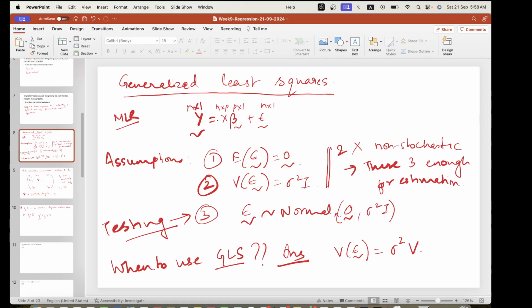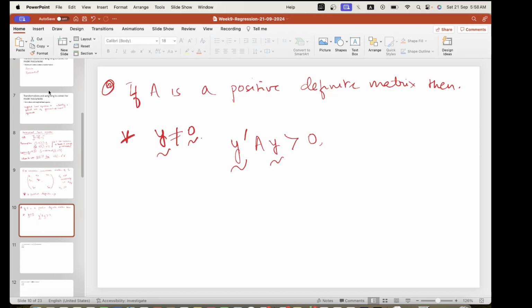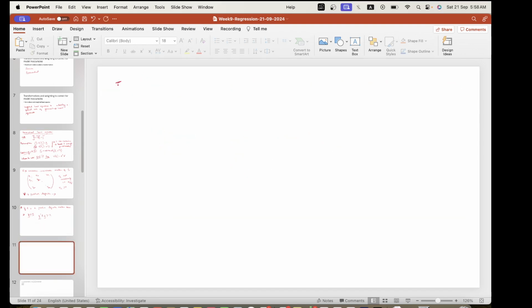Now, in order to do that, how do we do it? We transform y to some gy and x to some gx. So this is actually a linear transformation.